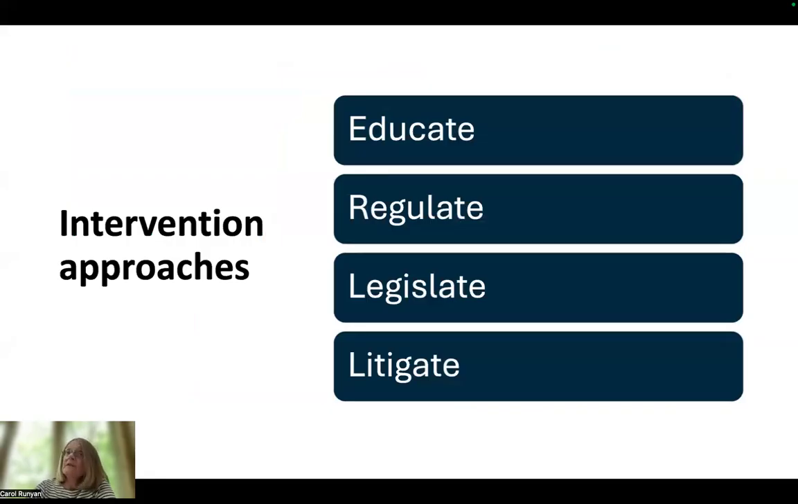We have multiple intervention approaches we can use, and I like this list because it rhymes. We can educate, regulate, legislate, or usually as a last resort, litigate. And I'm going to give you some examples of those in a moment.